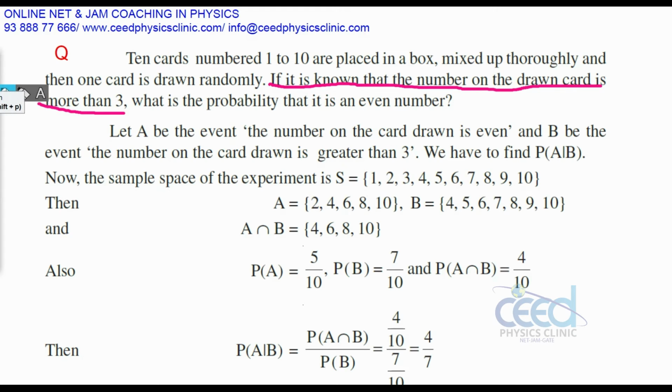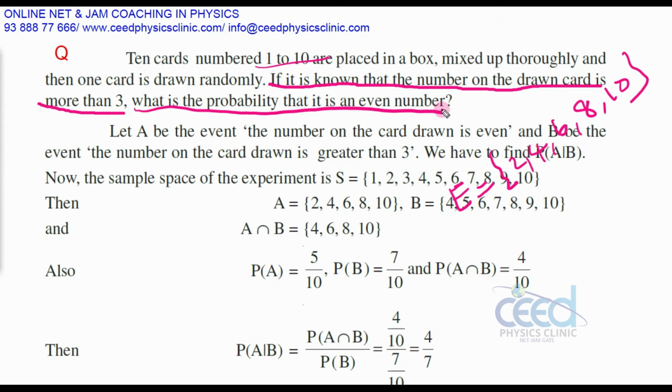Okay, so let me define two events. What do we need to find? The even number. What is the even number sample space? So E, which we want to find, is 2, 4, 6, 8, 10. The cards are numbered from 1 to 10, and out of these we want the even numbers. So E is what we want to find.